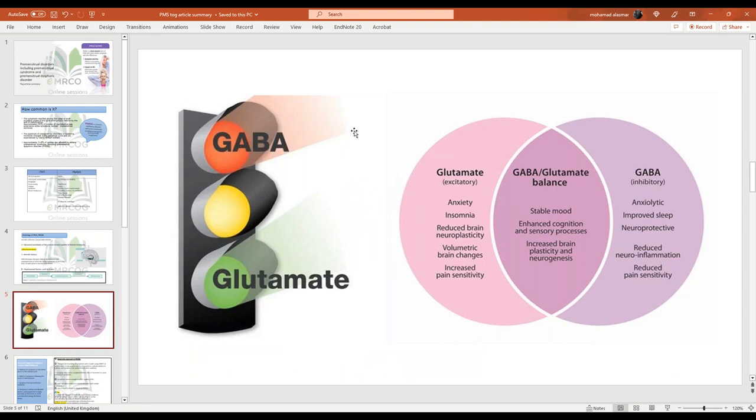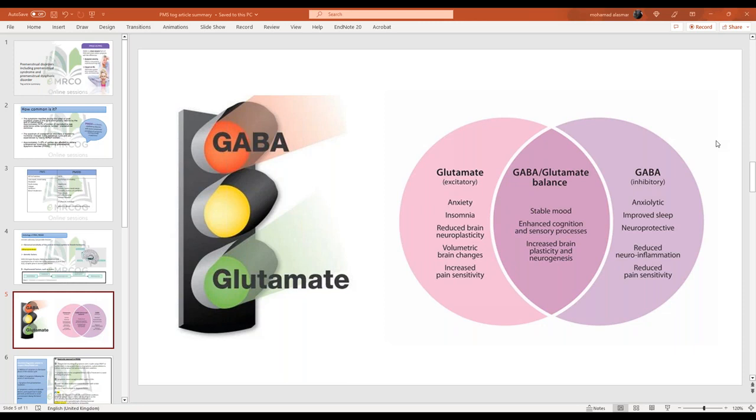So there are two neurotransmitters in our brain. One is called GABA and one called glutamate. In order to have a healthy psychological life, a stable mood, and enhanced cognition and sensory processing as well, we need a balance between the two neurotransmitters, GABA and glutamate. What happens in a woman with PMS or PMDD? There is an imbalance between the two of them.